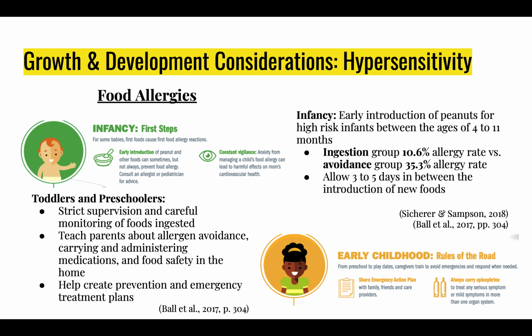Recent evidence suggests that early exposure to peanuts between the ages of 4 to 11 months reduces a high-risk infant's chance for developing a peanut allergy. For toddlers with a food allergy, close supervision is necessary to prevent allergen exposure. When a child is first diagnosed with an allergy, extensive parent or caregiver teaching should be done to help reduce the risk of allergen exposure and anaphylaxis.